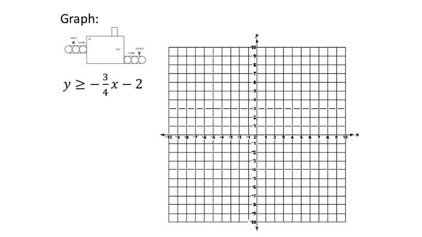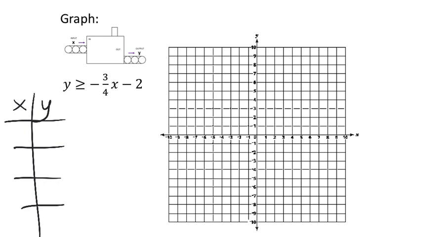All right, if you need more time, again, you can pause the video, but here, I'm going to start by just finding ordered pairs that go on this graph. So let's set this up. Shouldn't need more than just a few. So 4 points will do it.